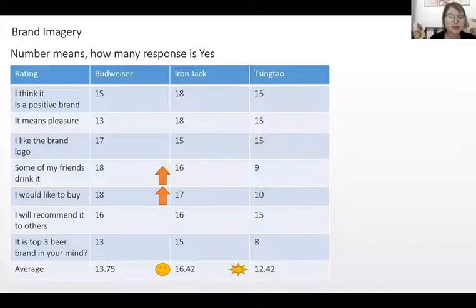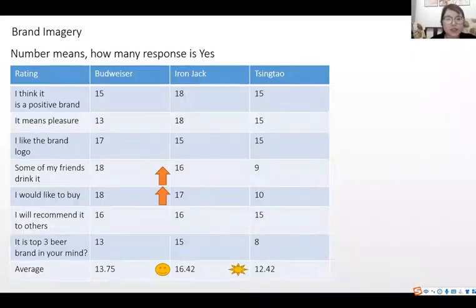In brand image research, I presented 5 questions about the top 3 brands, and I counted the specific responses for each brand. Similar to the last research, Budweiser gets the second largest number of responses for the 5 specific questions, which is 13.75. Aerojack is also the most popular beer brand. Budweiser gets a high score on one question: some of my friends drink it, and I would like to buy it.